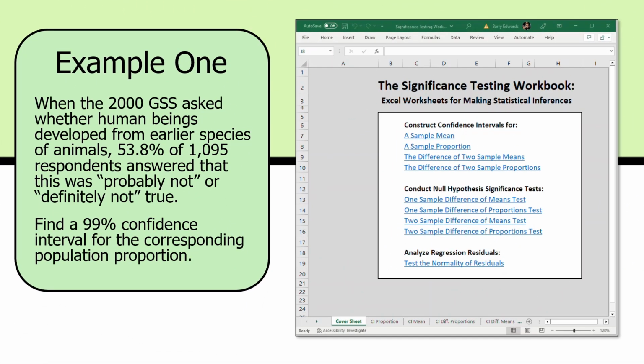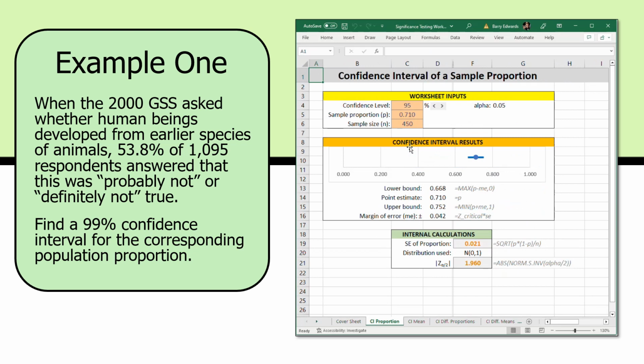Okay, here's an example confidence interval of a sample proportion problem. So I'm going to click over to a sample proportion worksheet, and the example reads, when the 2000 GSS asks whether human beings developed from earlier species of animals, 53.8% of 1,095 respondents answered that this was probably not or definitely not true. Find a 99% confidence interval for the corresponding population proportion.